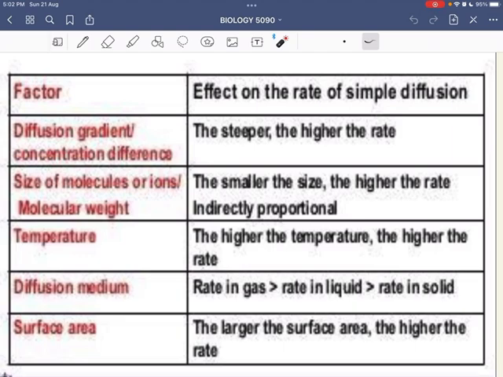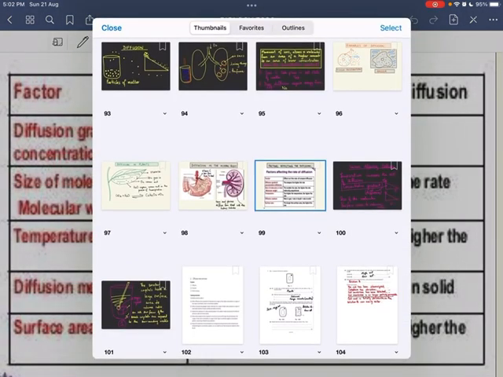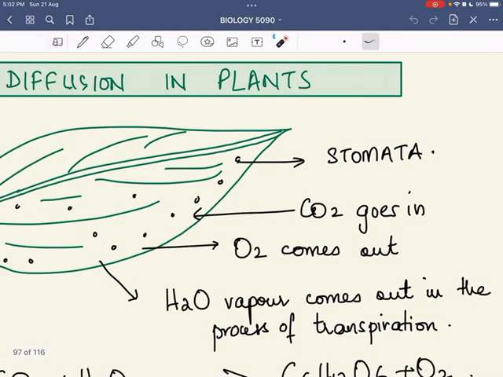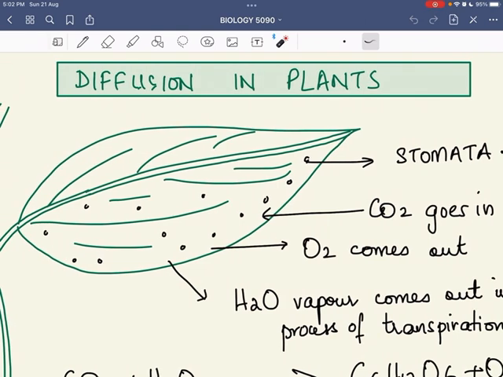For example, for surface area, I'll show you this diagram of a leaf. The surface area of a leaf is very large, it is spread out. So because of its large surface area, we expect a larger number of stomata to be present, and hence the rate of diffusion will also be increased.